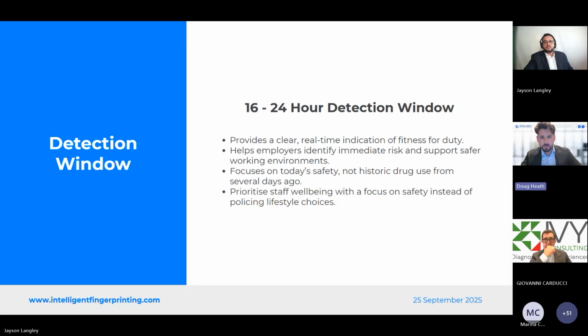Sure. Thank you. So as Giovanni discussed, all any drug test is going to tell you is somebody's consumed a substance within a specific time frame. So hair being the longest, and mine potentially being a bit too long at the moment, all the way down to blood being the shortest. Now, what do we learn from a detection window?